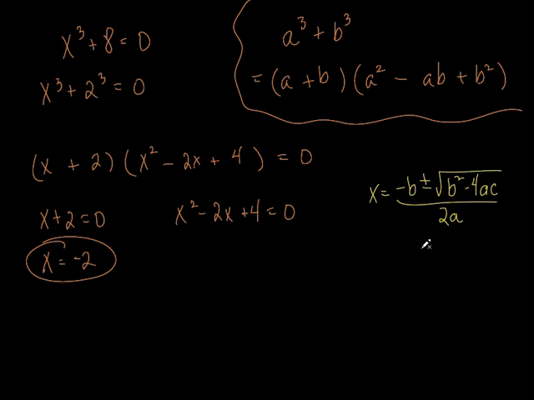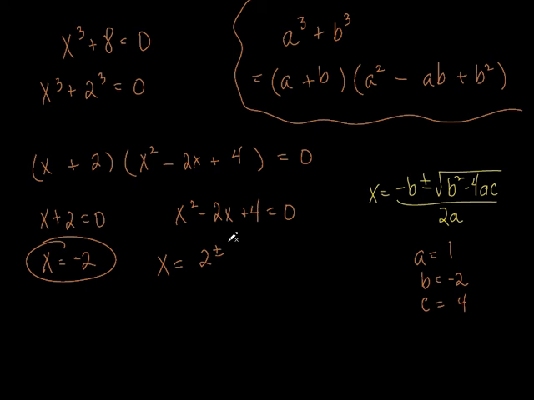Let's plug some stuff in. Let's find out what our a, b, and c are equal to first. What's our a here? 1. What's our b? What's our c? Good. All right, so let's put some stuff in here. So x equals -b, the opposite of b, is +2, right?